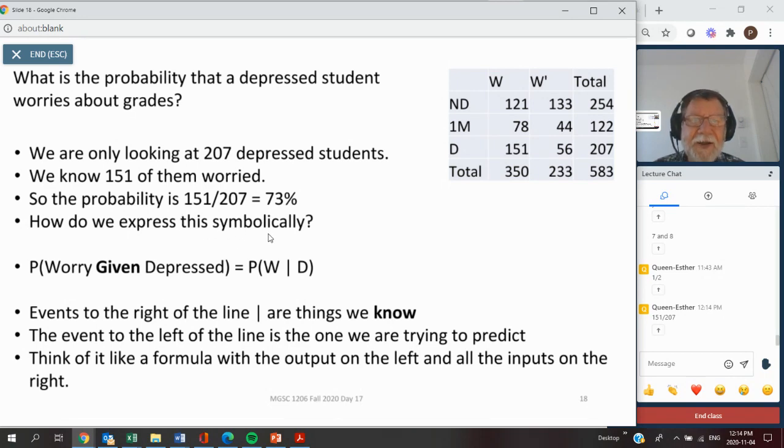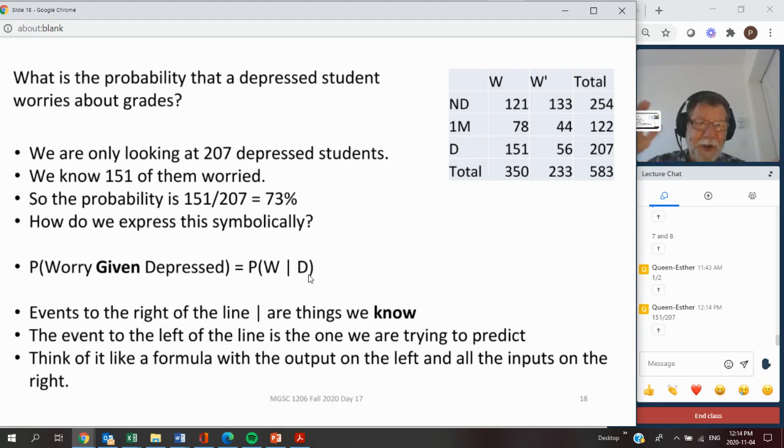To do that symbolically, I write it worry given depressed, or worried among the depressed. In that sort of sequence. So worried is the thing I don't know, the thing I'm trying to find a probability about. And then the one on the other side is stuff that I know. So I'm separating them that way. And so the one on the left is what we're trying to predict. Think of it like a formula. Usually with a formula, the thing on the left is what we're trying to predict. The thing on the right is the thing we know.